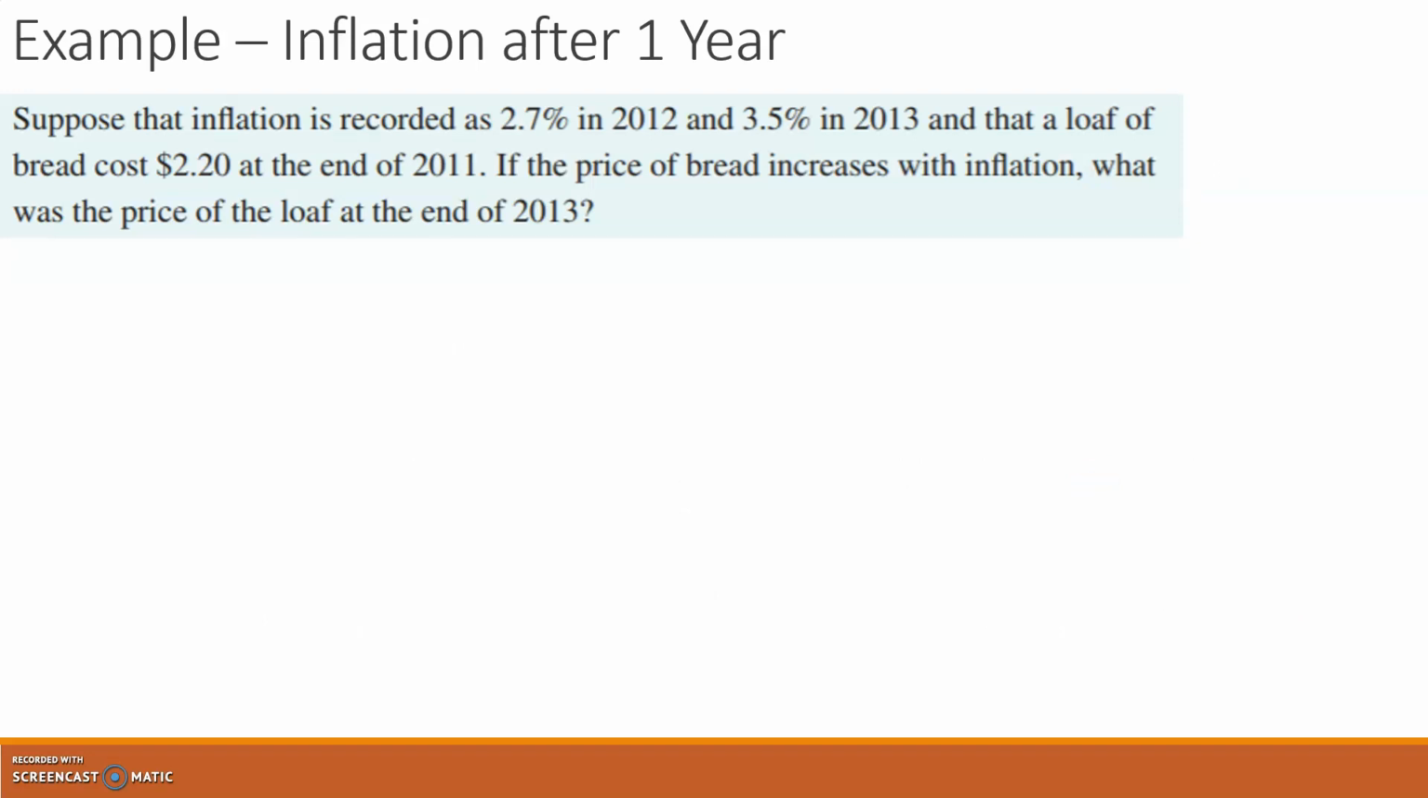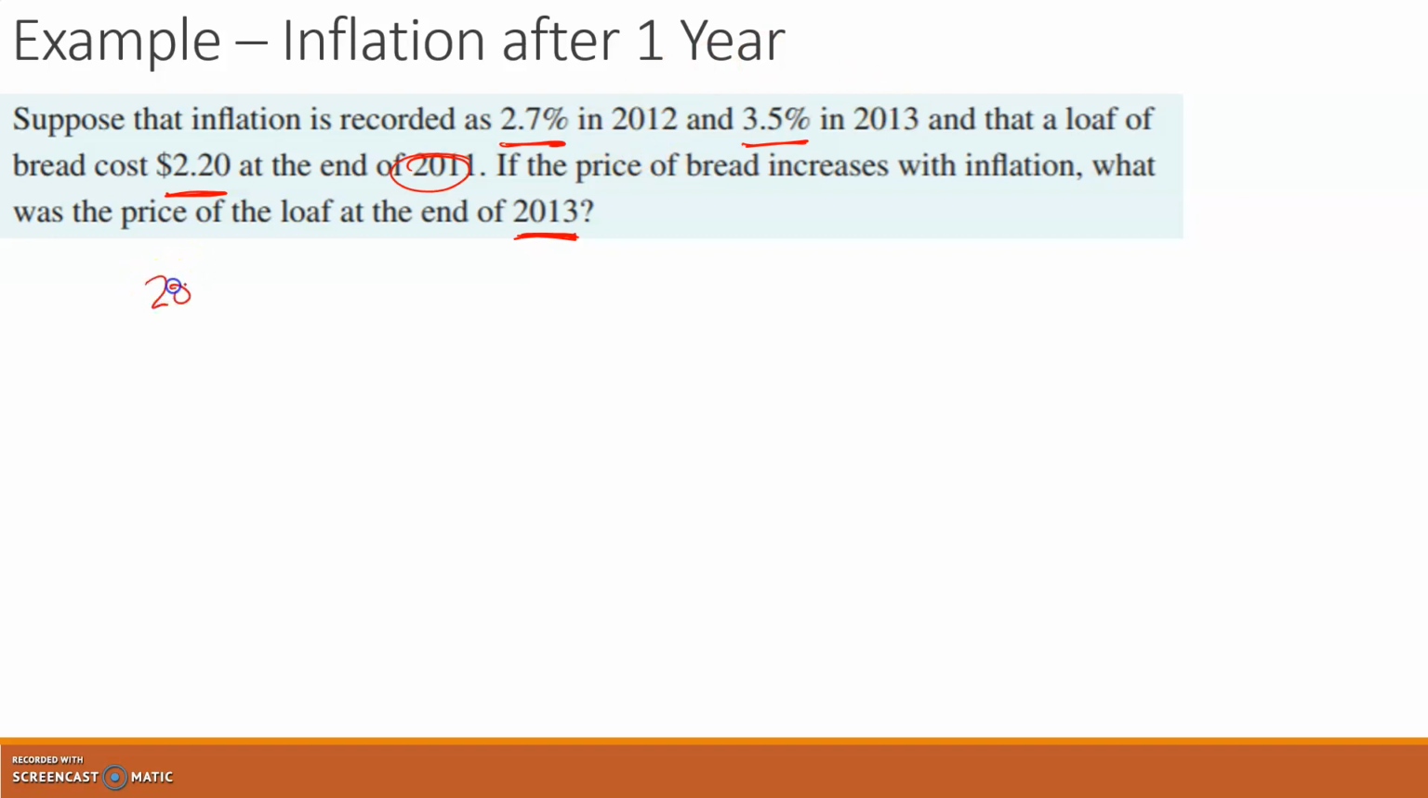So we suppose that inflation is recorded as 2.7% in 2012 and 3.5% in 2013, and that a loaf of bread cost $2.20 at the end of the year 2011, so before both of those years. If the price of bread increases with inflation, what was the price of the loaf at the end of 2013? That's the question. So we need to take the 2011 price and inflate it to the 2012 price, and then inflate it once again to the 2013 price, using those two percentages they've given us.